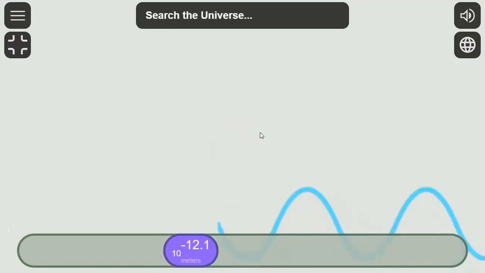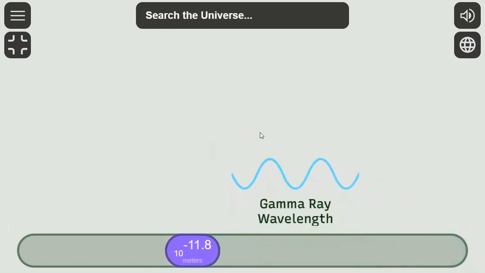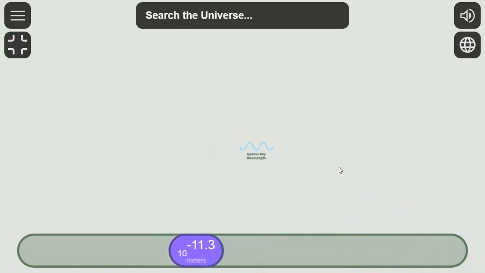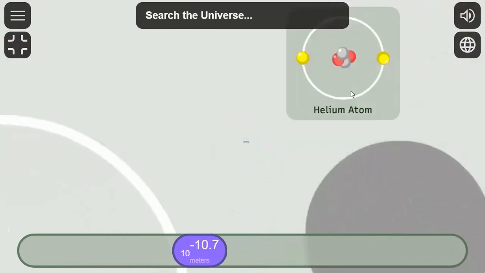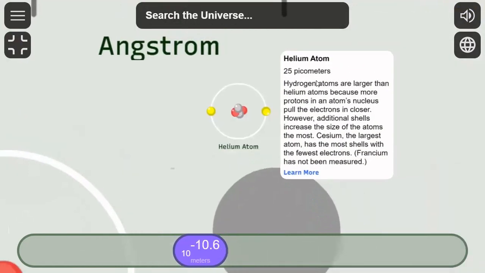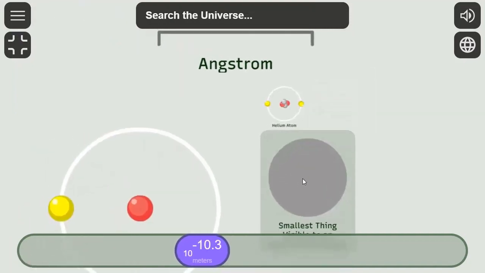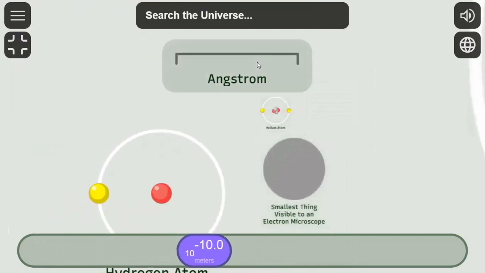Wow. And then look, gamma ray. It is about 10 raised to the power minus 11.9 meters. The gamma ray wavelength. Then helium atom, the whole atom. Before, we discussed the helium nucleus. Now this is about the helium atom, the whole atom. Look at this. It is about 25 picometers. And the distance, look at this, about 10 raised to the power minus 10.6 meters. Then smallest angstrom.